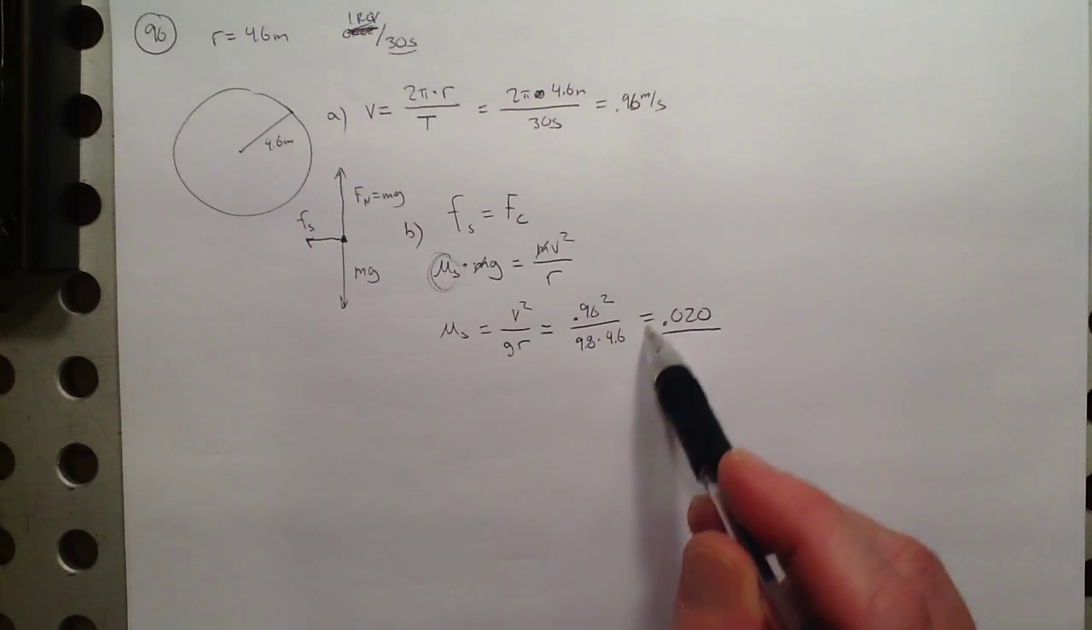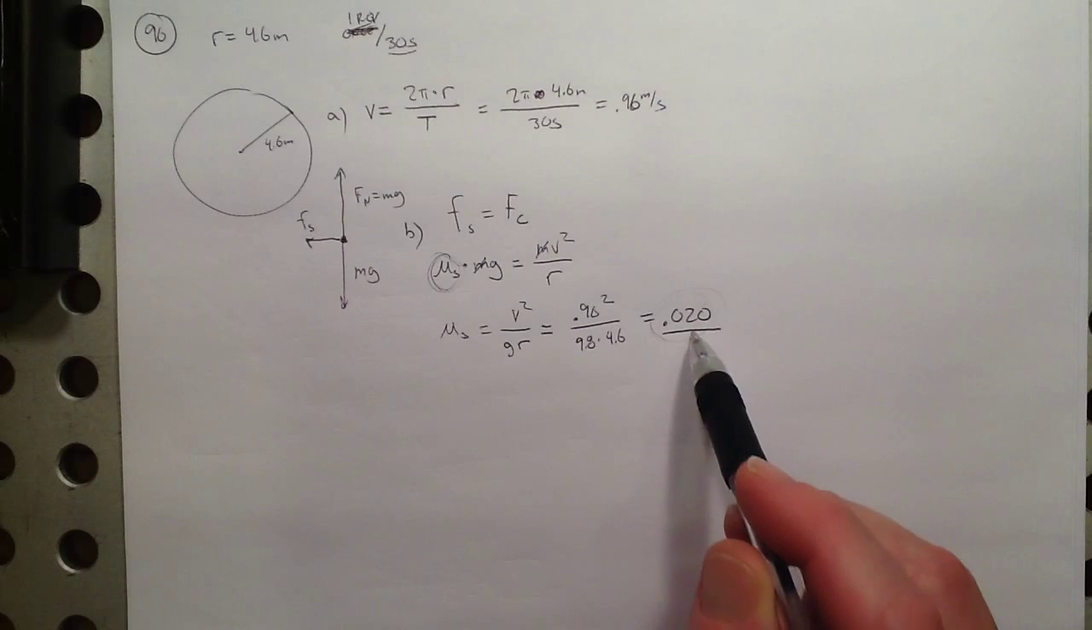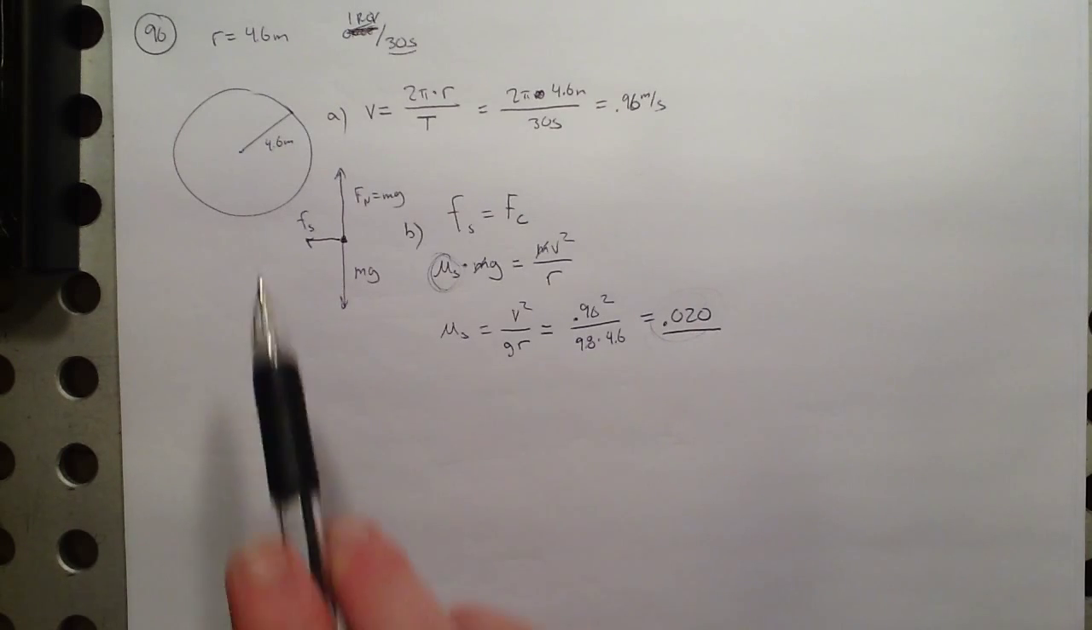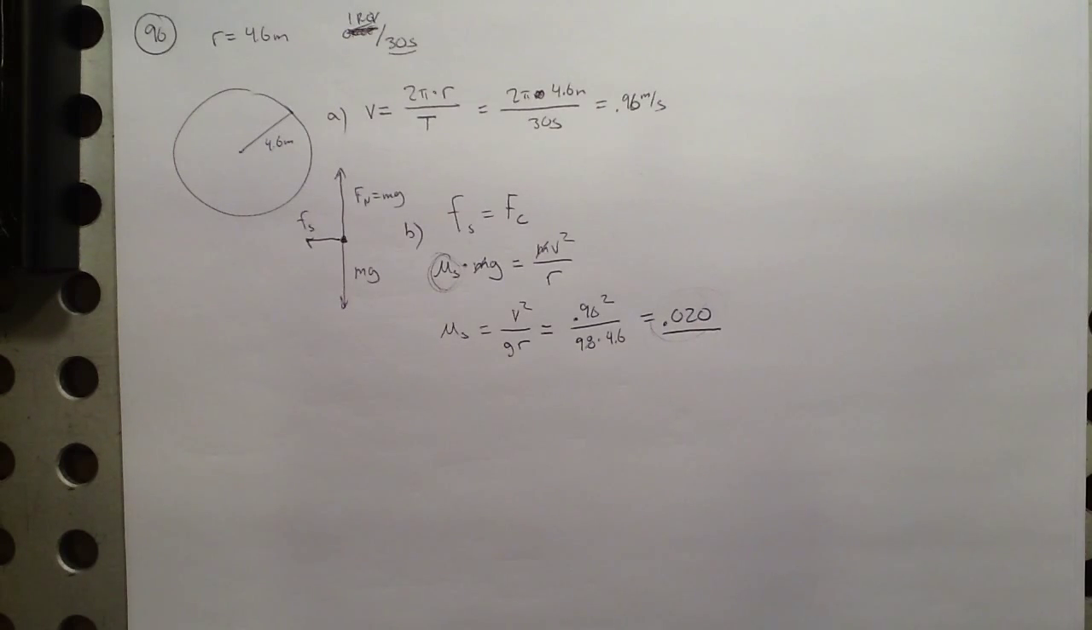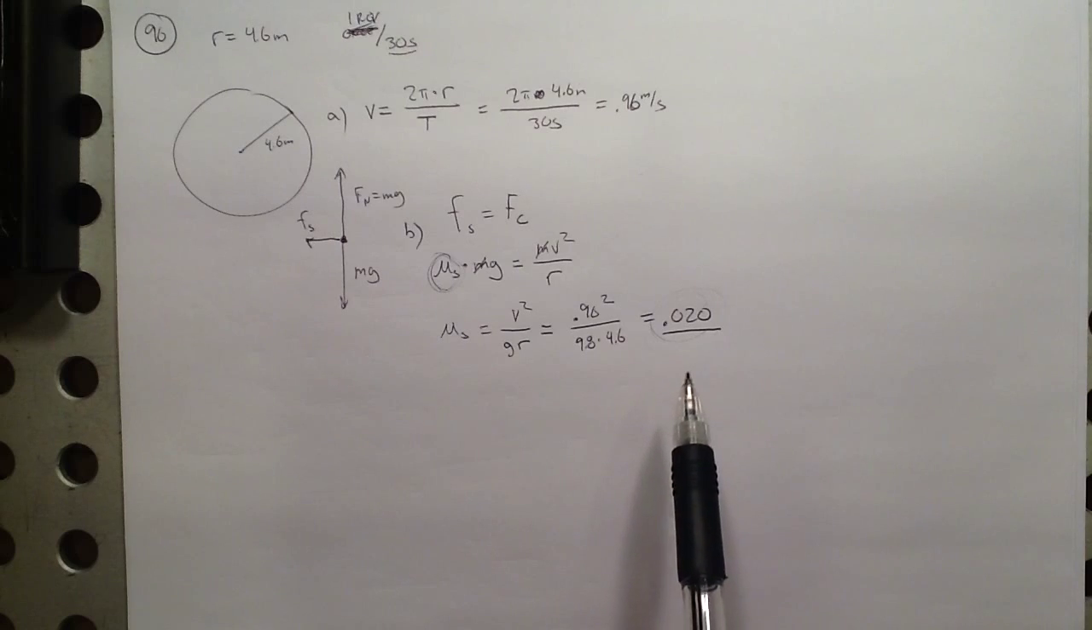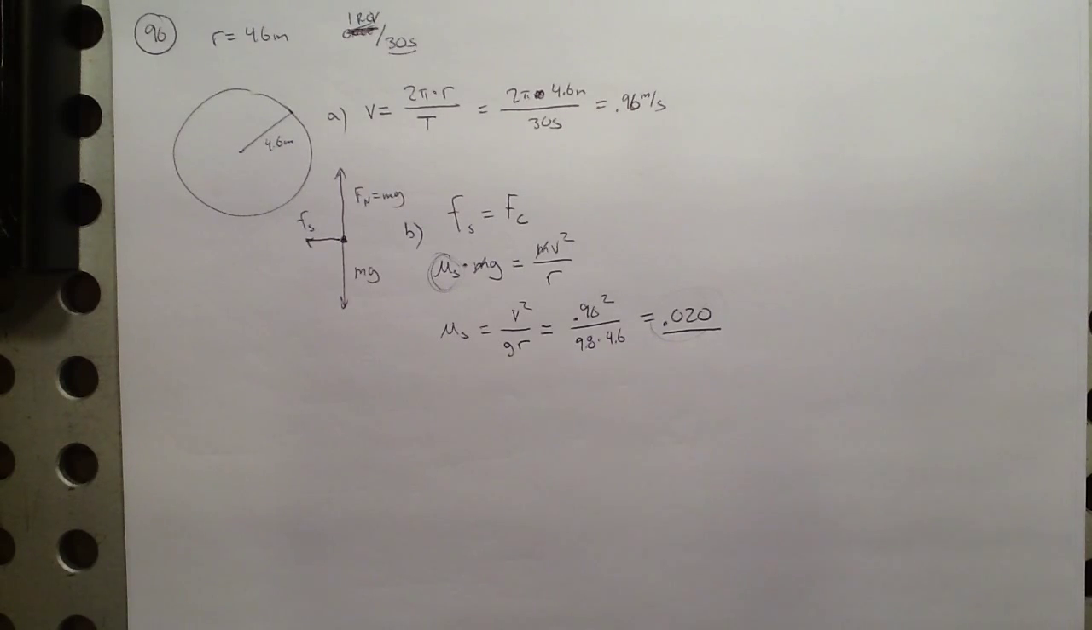This means that we would only have to have a coefficient of static friction of 0.020 for it to be at the very edge, like slipping. So there you go. This does not mean that that's what the coefficient of friction is. It means that this is the minimum value so that it doesn't slip. Right? All right.